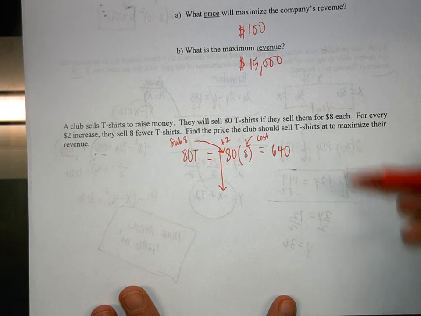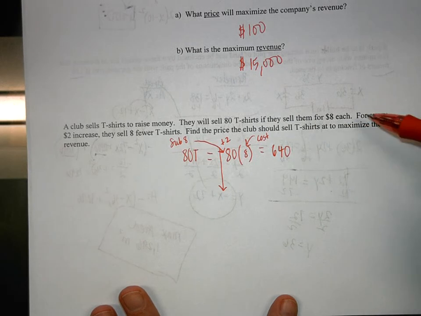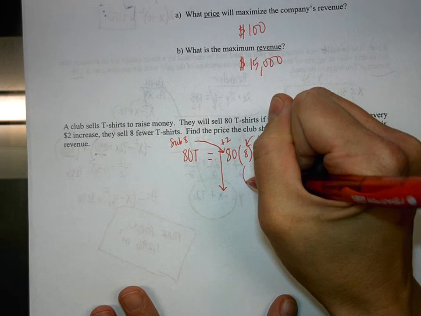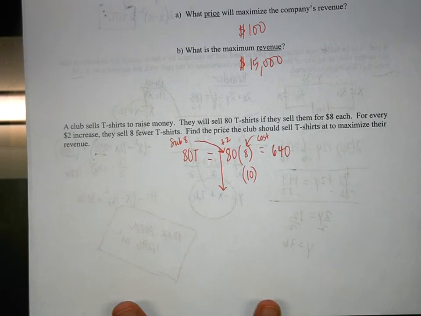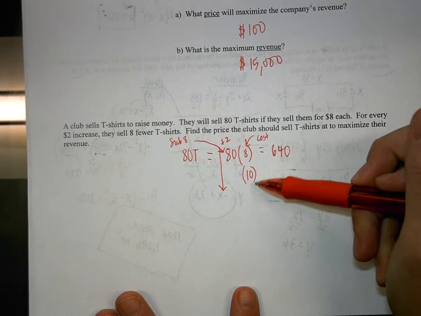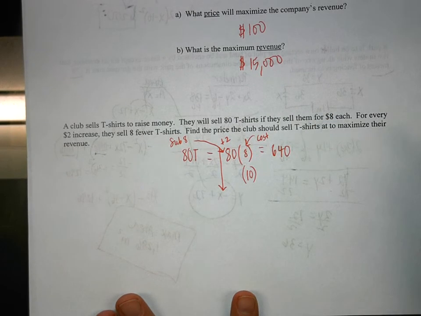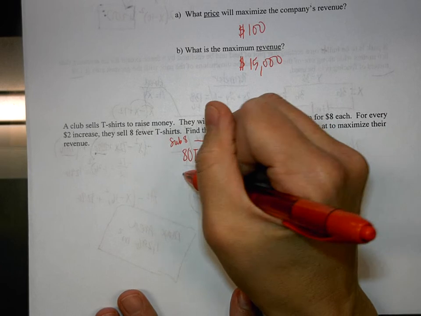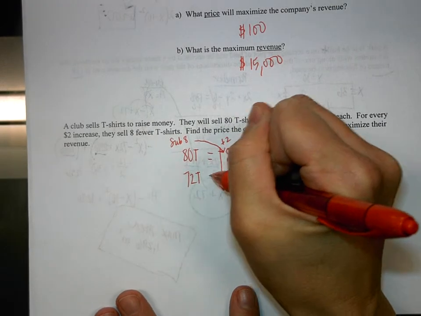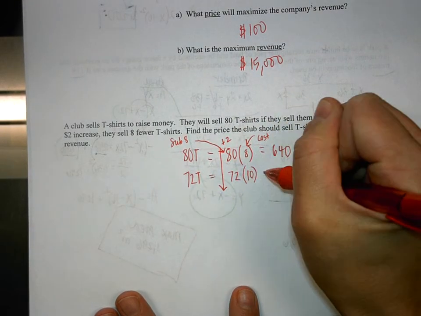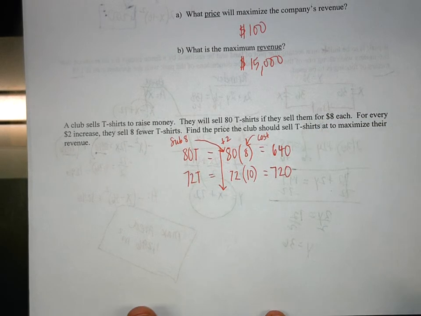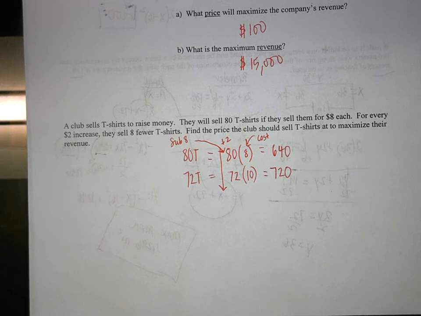Okay. So they said if I add $2 to my cost, what would be my next cost? $10, right? Add $2 to my cost, I'm going to sell 8 fewer t-shirts. So that means I'd only sell how many t-shirts? 72 t-shirts. And so that means we'd go 72 times 10, which is 720, which is more money, right? So who cares that we're selling fewer t-shirts? I'm making more money, which ultimately I want to make the most money.